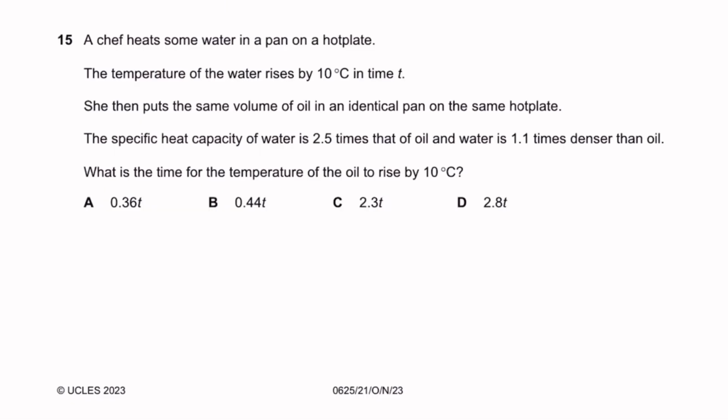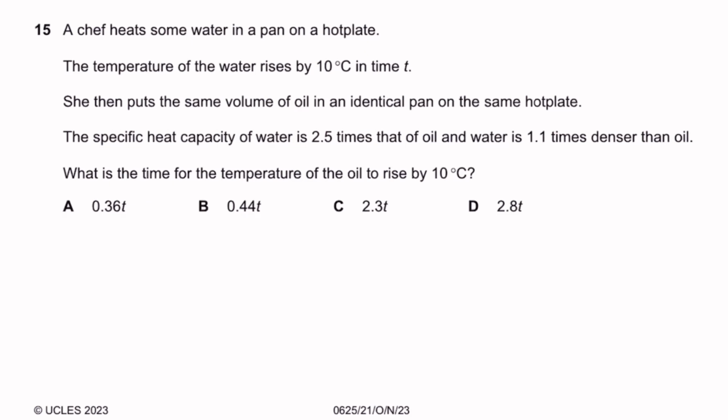Question 15. A chef heats some water in a pan on a hot plate. The temperature of the water rises by 10 degrees in time t. She then puts the same volume of oil in an identical pan on the same hot plate. The specific heat capacity of water is 2.5 times that of oil, and water is 1.1 times denser than oil. What is the time for the temperature of the oil to rise by 10 Celsius?